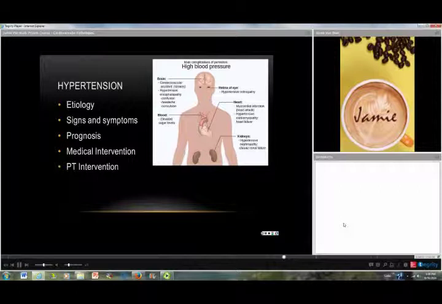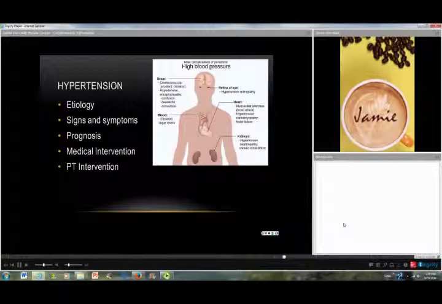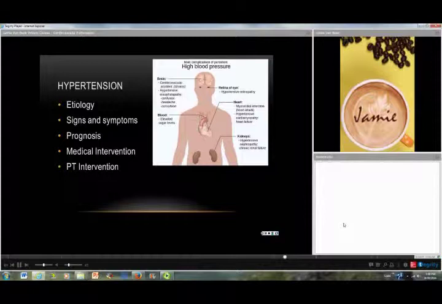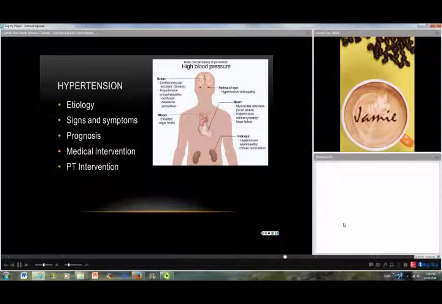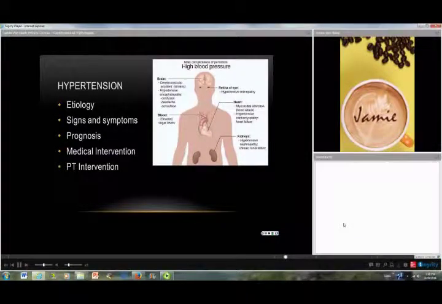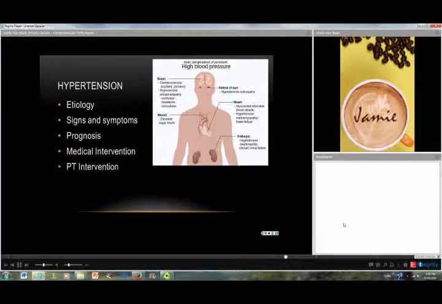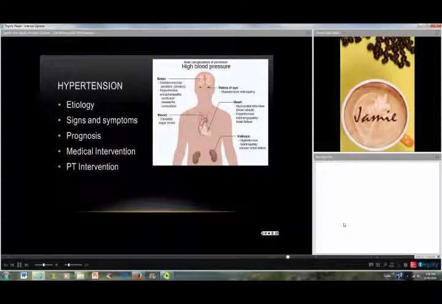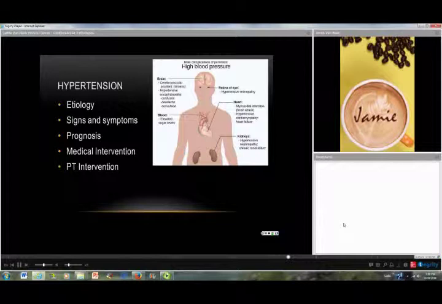According to the CDC and the American Heart Association, adult hypertension exists when the systolic blood pressure is 140 or greater, or the diastolic blood pressure is 90 or higher. So systolic of 140 or greater, or diastolic of 90 or more. The CDC also defines the state of prehypertension as systolic blood pressure between 120 and 139, and the diastolic between 80 and 89.